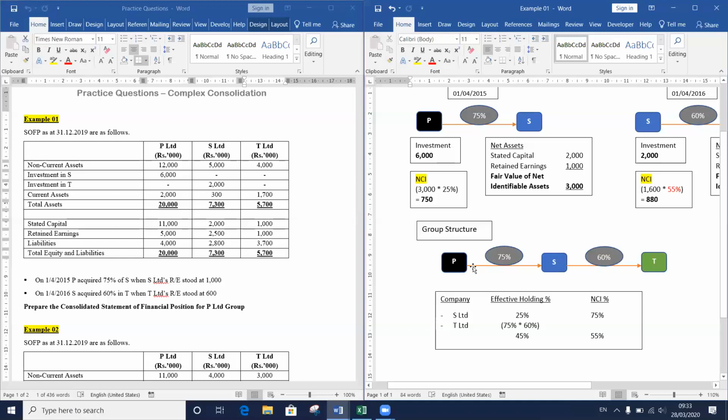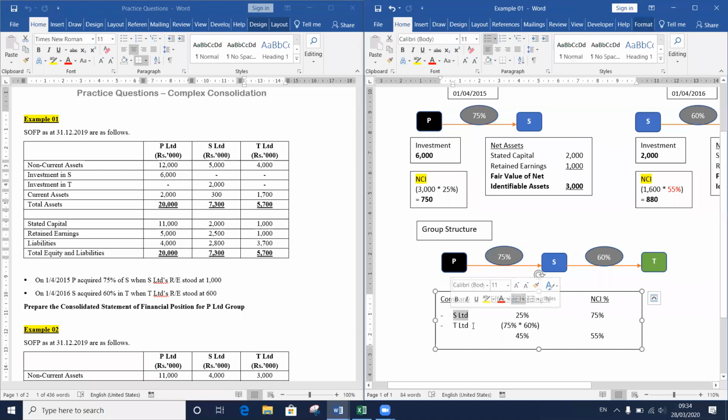Group structure, how it goes, what has happened, right? We need to keep this group structure in mind. What has happened is P initially has acquired 75% of S and then later on S has acquired 60% of T. S is a subsidiary for us. T is also a subsidiary for P.